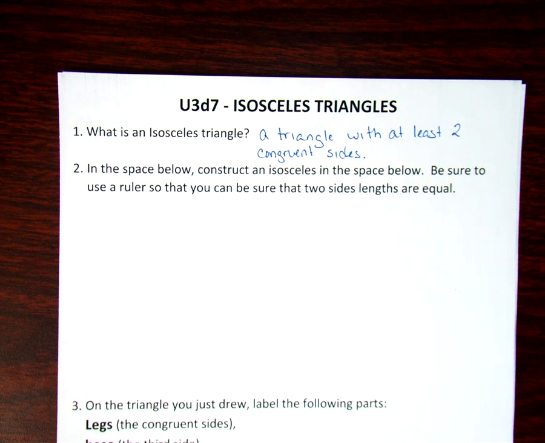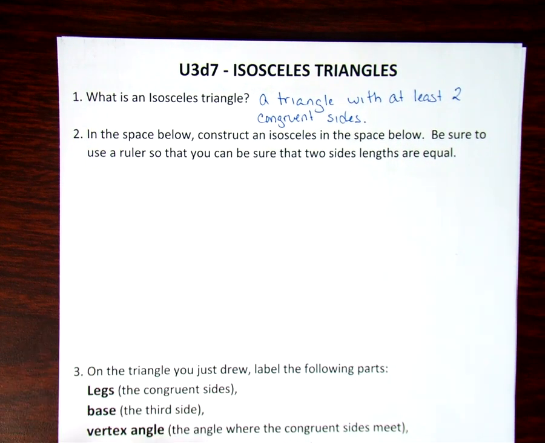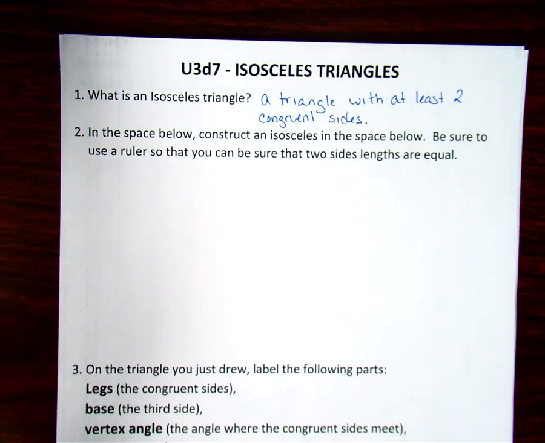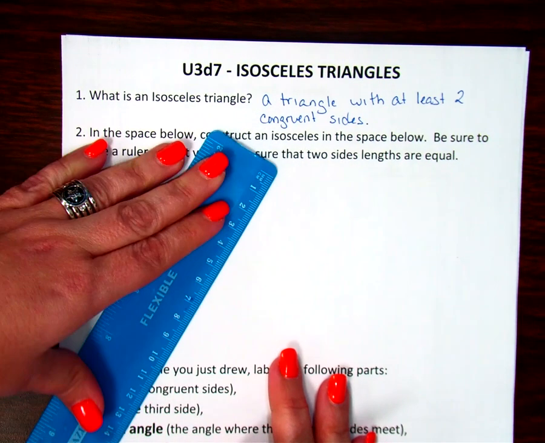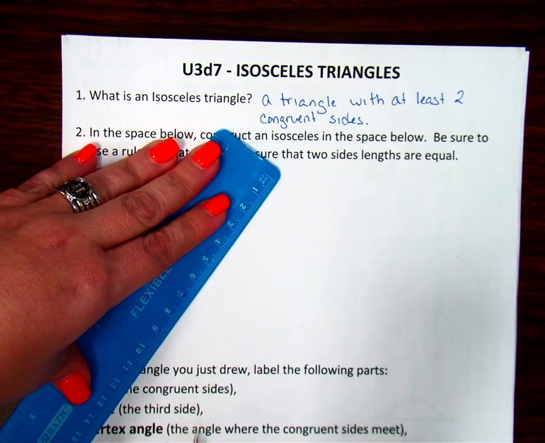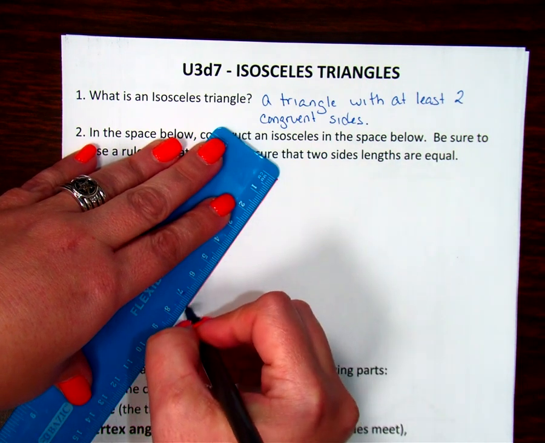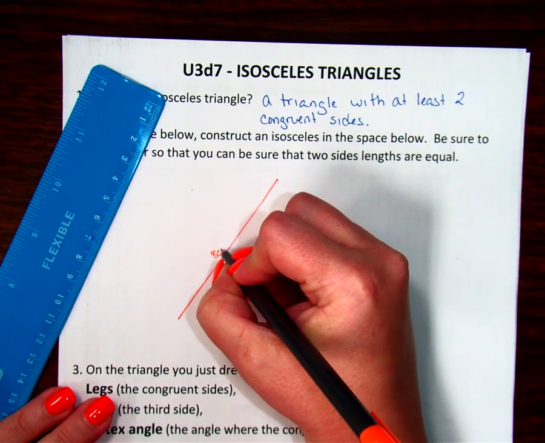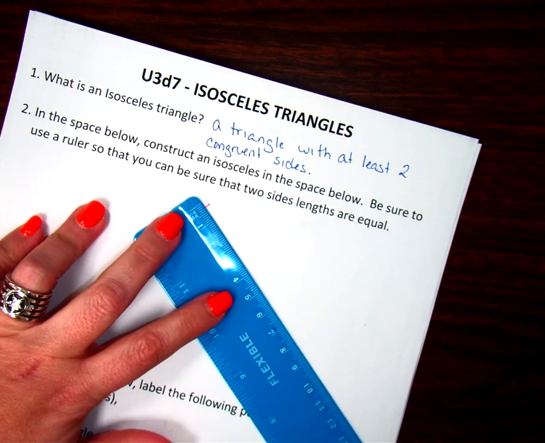Okay? So in this space right here, I'm going to construct an isosceles triangle. I'm going to use a ruler so that I can make sure that my two side lengths are equal. I'm going to go with 8 centimeters because I feel like that will fit. 8 centimeters. And then I'm going to do another 8 centimeters coming off this direction.